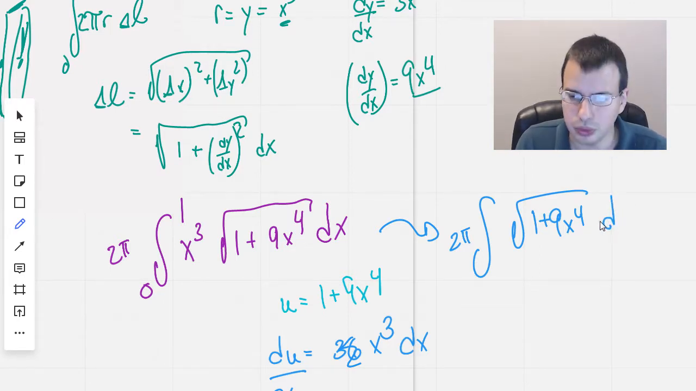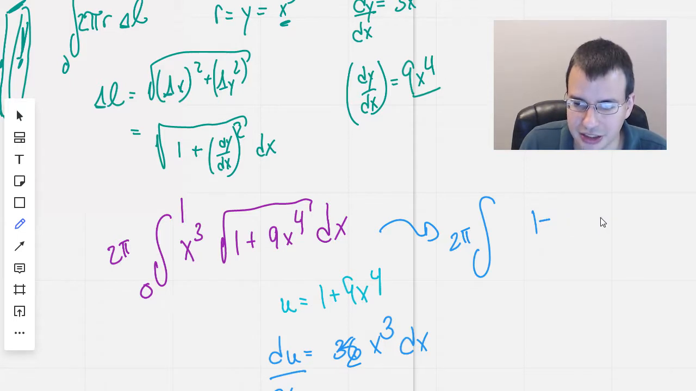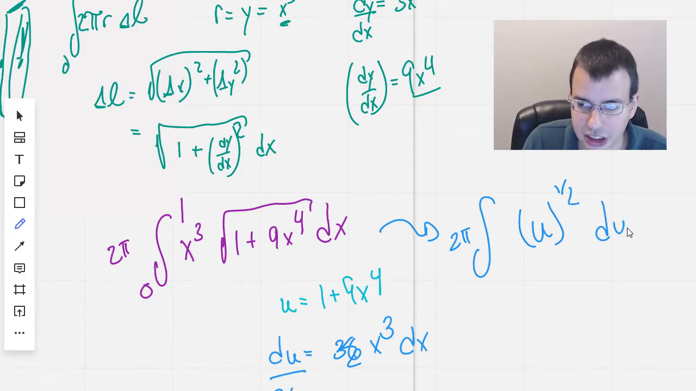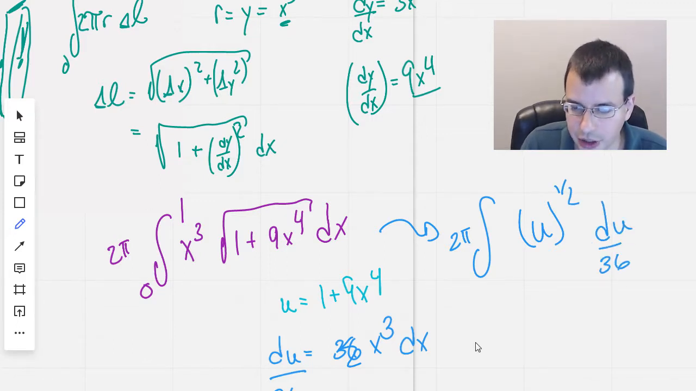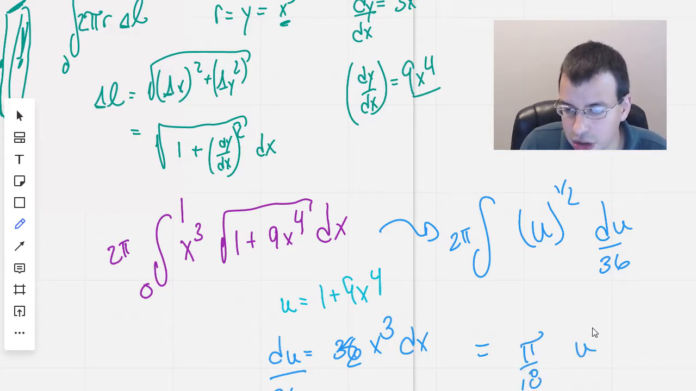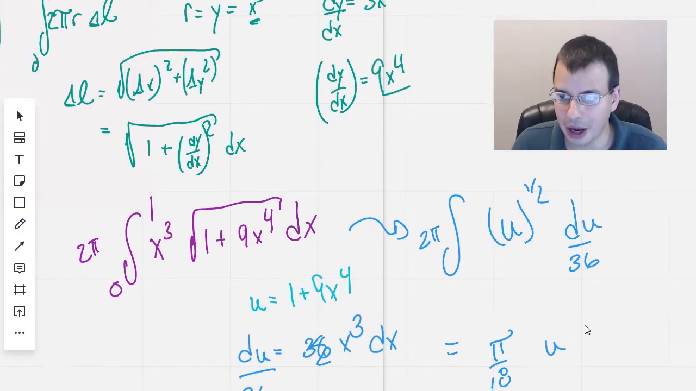No, whoa, shouldn't have any x's in there. We got rid of the x's. That's the whole idea of this. Okay, we have u to the 1/2 du over 36. There we go. So we have pi over 18 u. Now we can do this because it's a power rule.